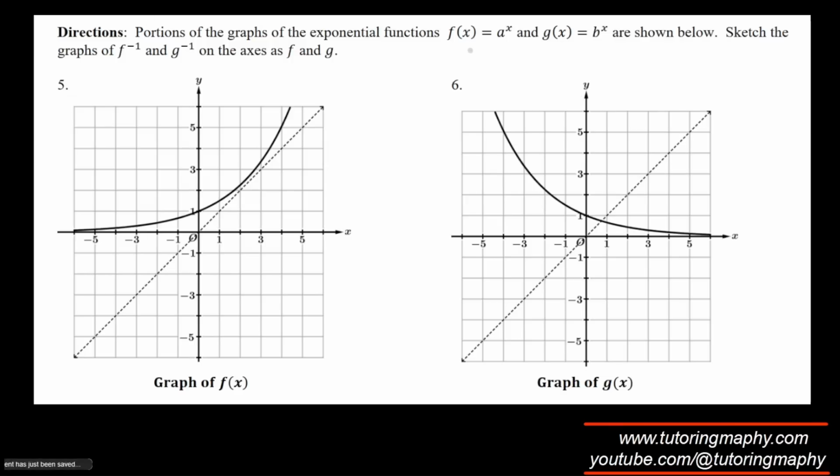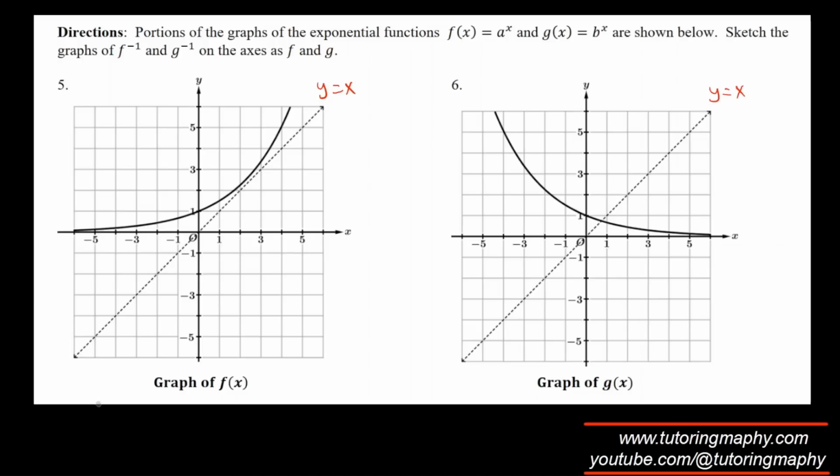Here we are given the graphs of two functions f and g, and we need to graph the inverse. The reason why they have given this dotted line, which is actually y equal to x, is that the function and the inverse are reflections of each other about the line y equal to x. So that's the reason why they have given this to us.